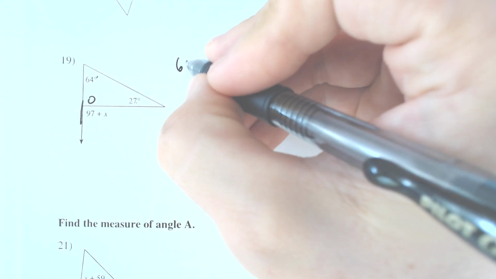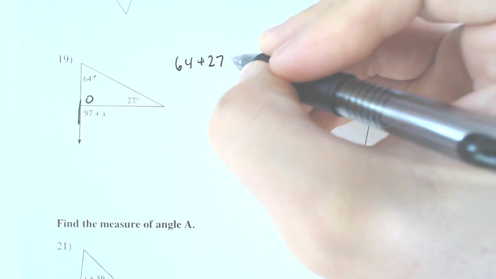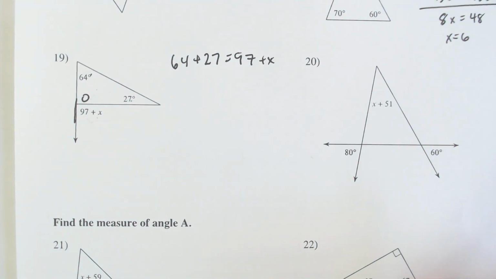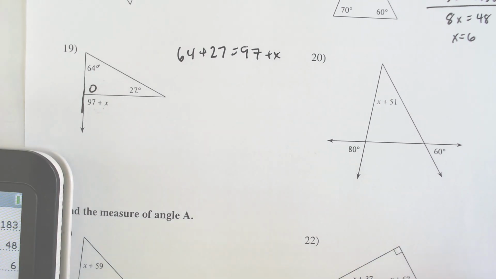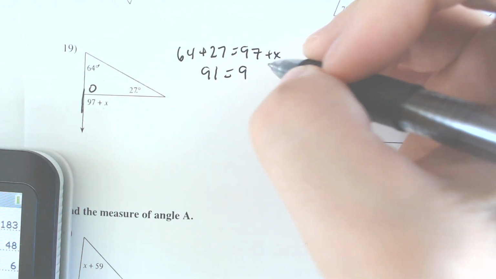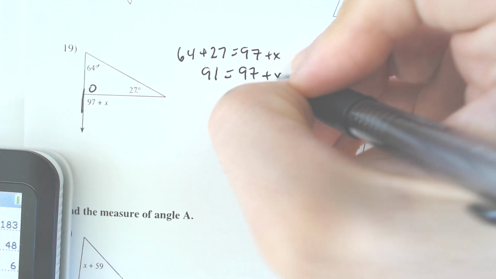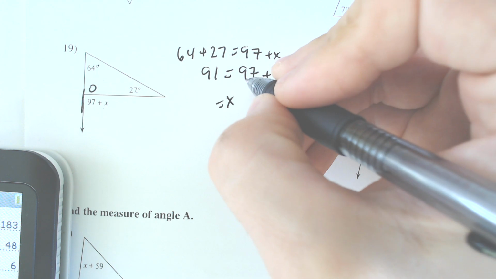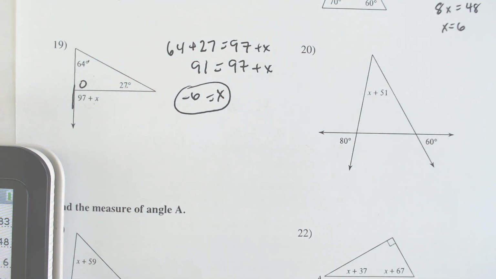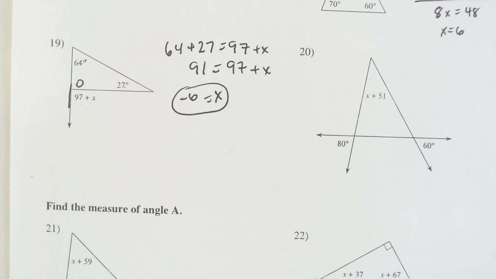So that's what I'm going to do. I'm going to do 64 plus 27 must add to equal 97 plus x. Not the only way to do it, but it is a unique little problem for that. 64 and 27 makes 91 would equal 97 plus x. And when we subtract 97 from 91, you get x is equal to negative 6. All right, no problem there.